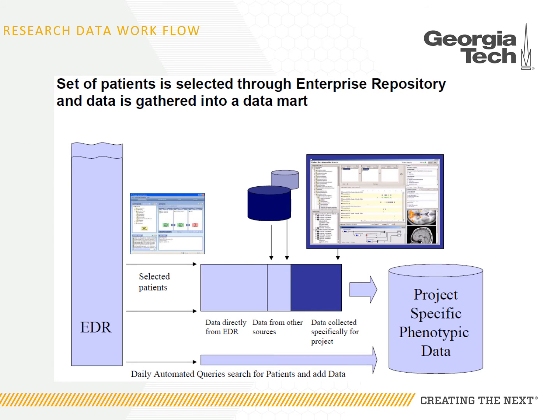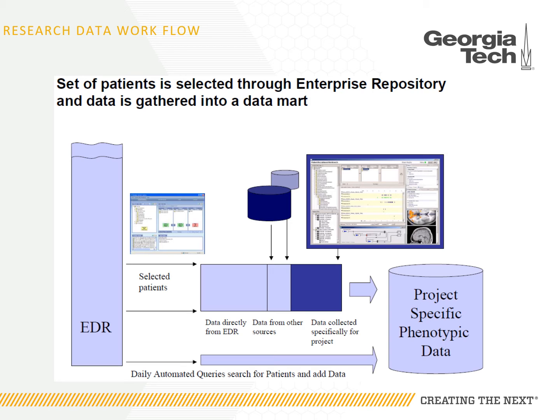So this is basically a much more detailed view on the process that we described in the previous slide. Basically, a set of patients is selected through the enterprise repository and data is gathered into the data mart based on the automated query that searches for the patient data for a project purpose. The data is queried from the EDR, which matches the given cohort definition.